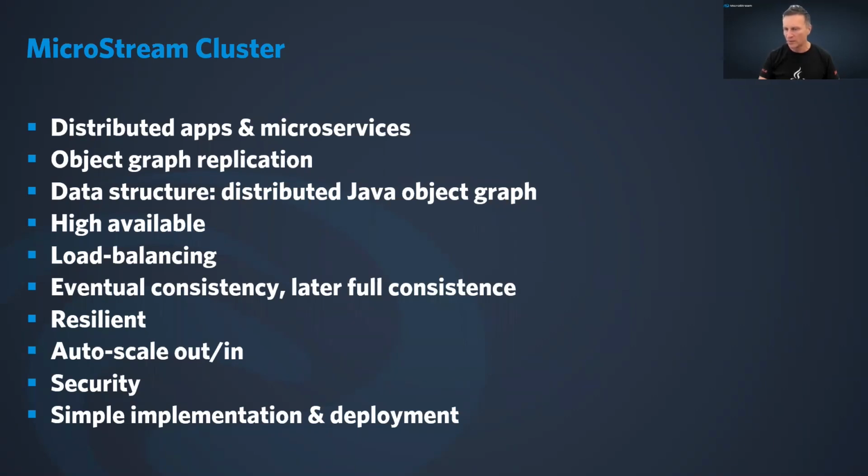This is the difference. You cluster your application automatically, and the MicroStream cluster provides you an application cluster or microservice cluster automatically. So you don't have to care about clustering your application logic or your microservice logic. It's done by the MicroStream cluster out of the box. High availability, of course, load balancing, and auto scale out and scale in are also provided, so that you can really save tons of cloud costs.